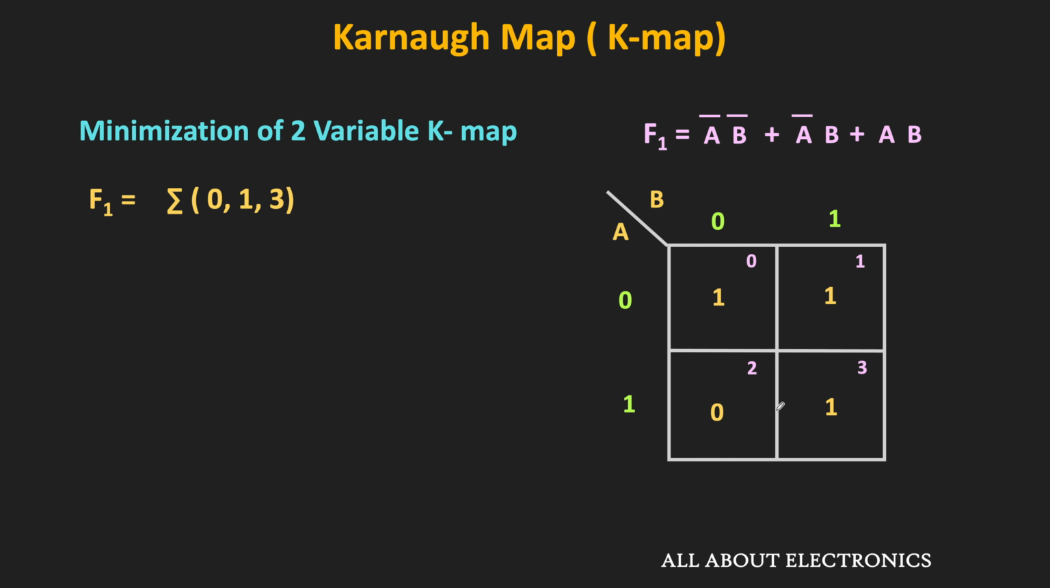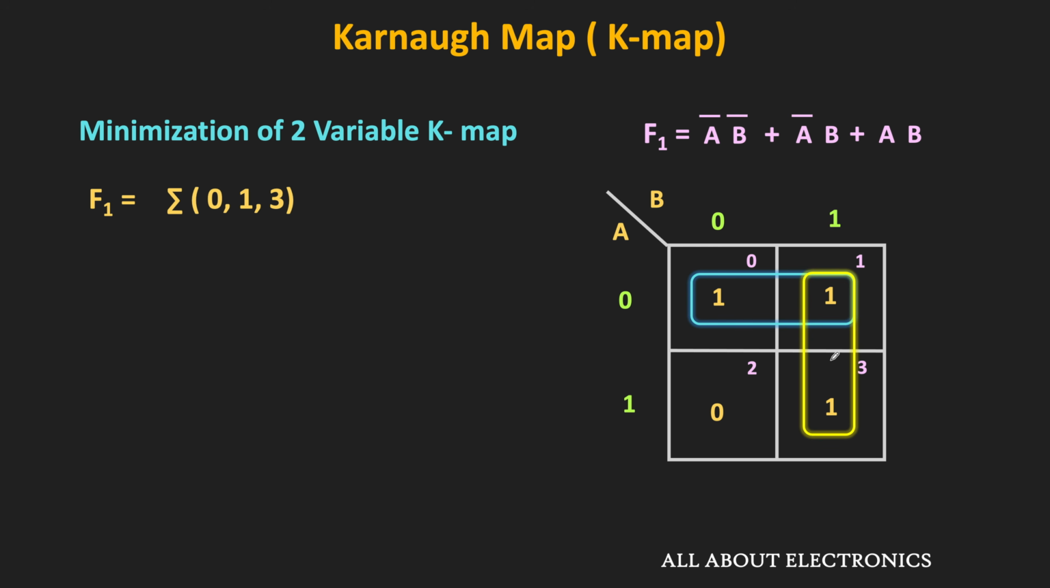And during this grouping procedure, even if the two groups overlap with each other, then also that is alright. So in this case, we can make the group of these two ones, and likewise, we can also make the group of these two ones. And in this way, all the ones in the map gets covered. So in this way, by doing this grouping, we can minimize the Boolean expression.